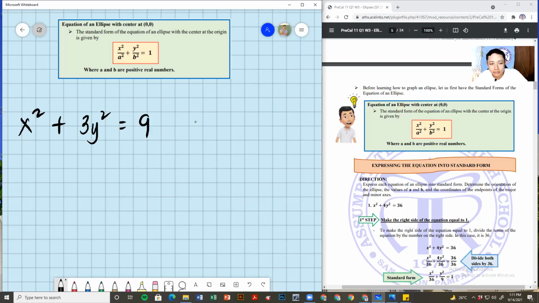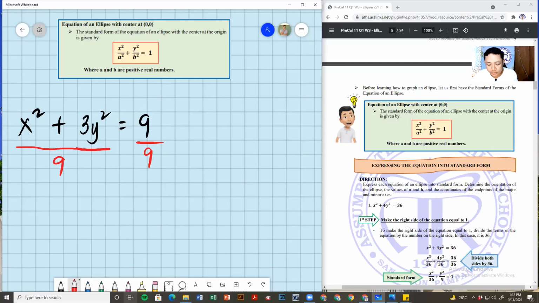Okay, now what will we do? We should express it in standard form, and it should be like that. So the first thing to do to express this to standard form is first, make the right side of the equation equal to 1. Since the constant here is 9, this should be equal to 1. Take note of that. So for us to make it equal to 1, we need to divide it by 9. And remember, this is an equation. If we divided this side by 9, therefore we need to divide the other side by 9 as well.